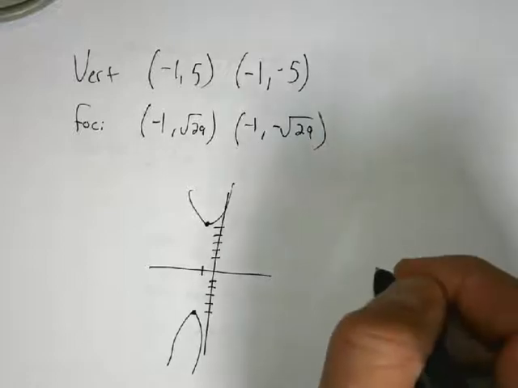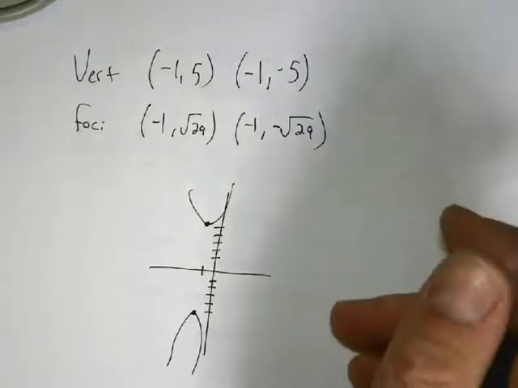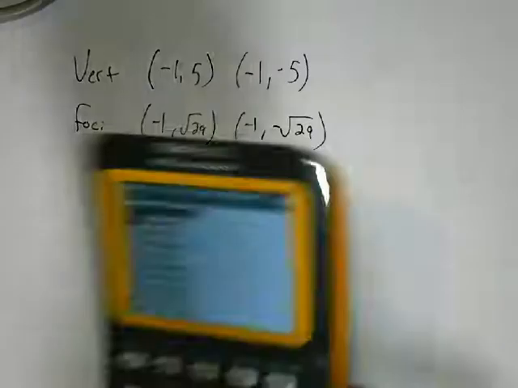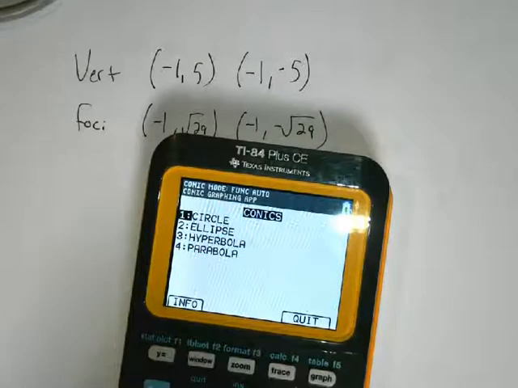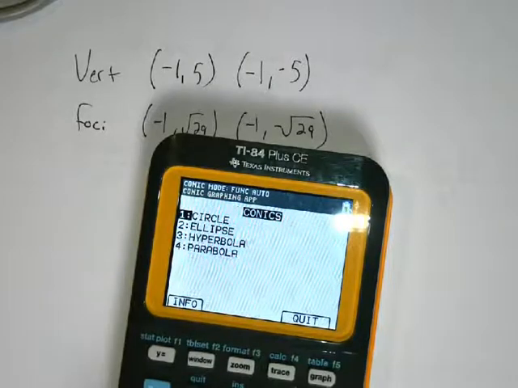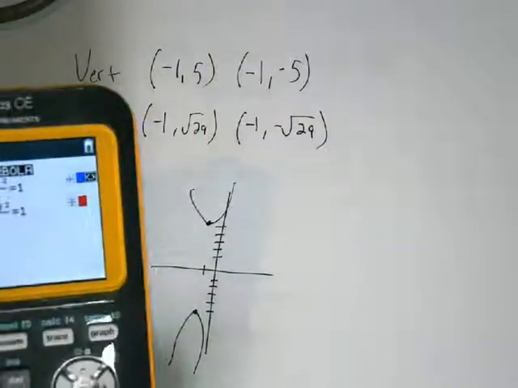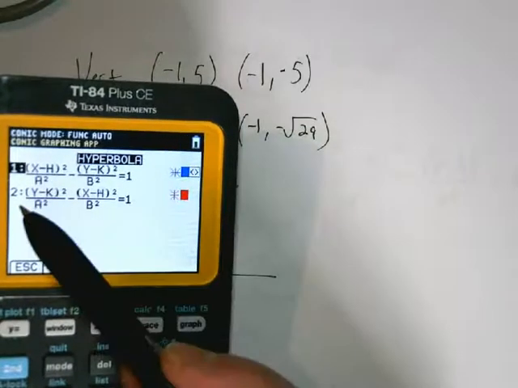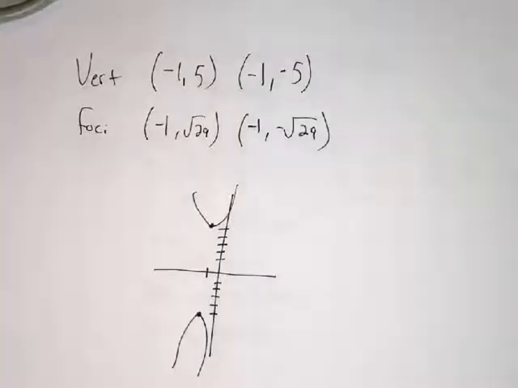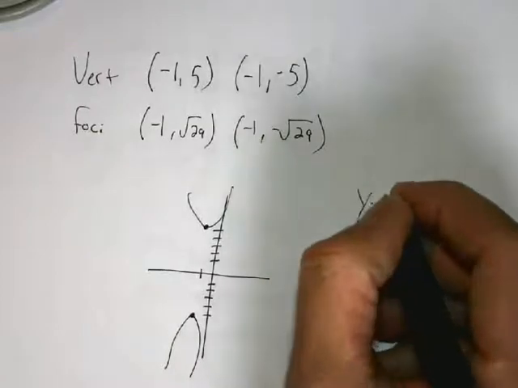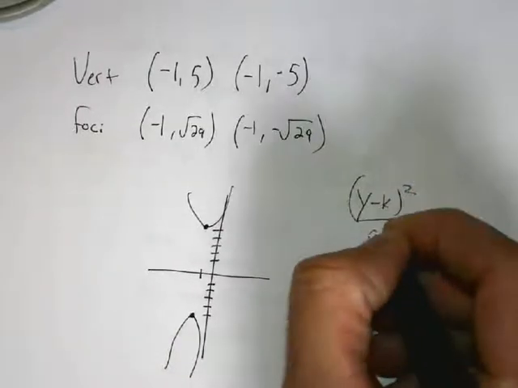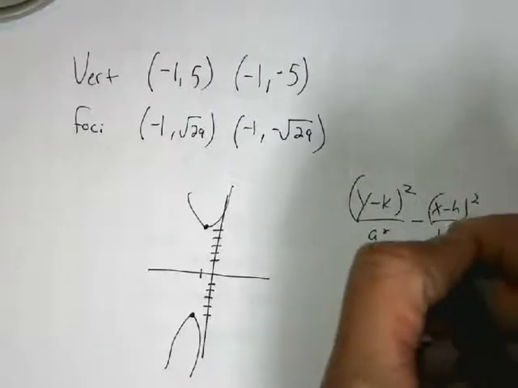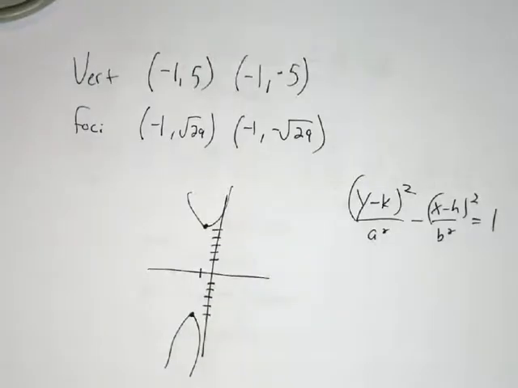Okay? So if you forgot which one it is, whether it's going to be an x squared first or a y squared first, you can always go back to your apps button and look at the hyperbola, and you'll see that since this is up and down, that means your y squared comes first. So we know this is going to be y minus k, quantity squared over a squared, minus x minus h, quantity squared over b squared is 1. So we know it's going to look like this when we're done.